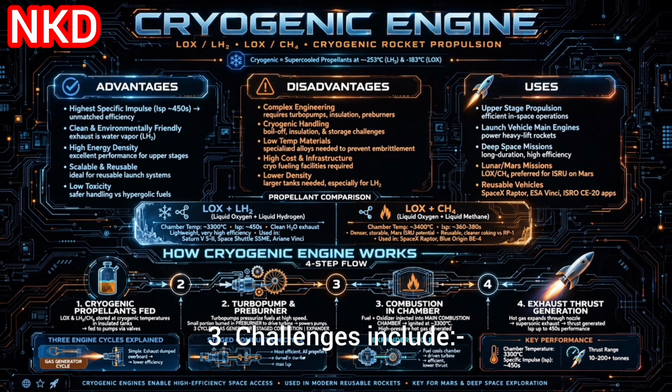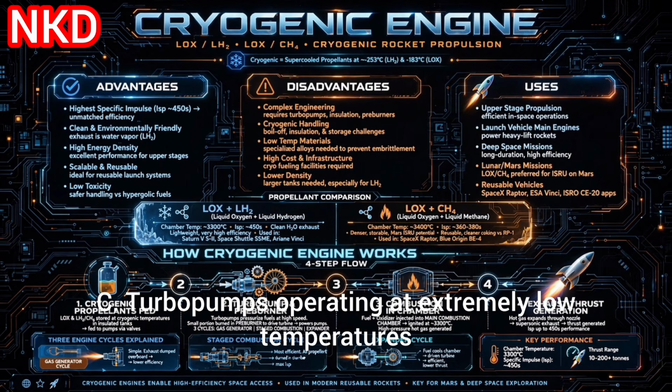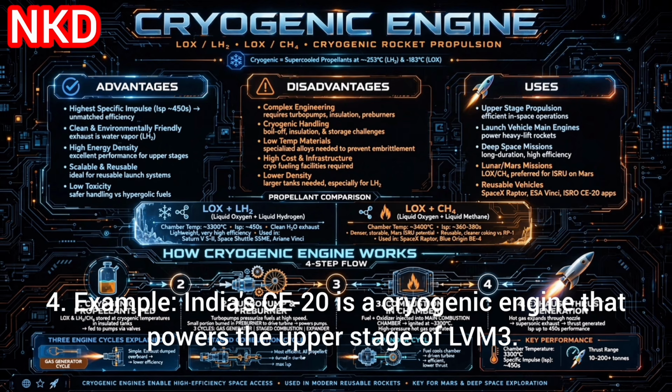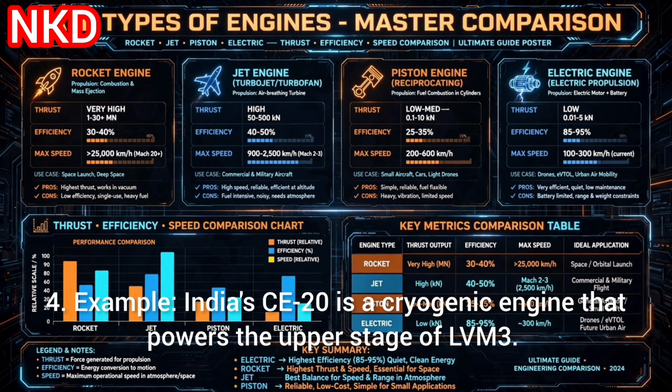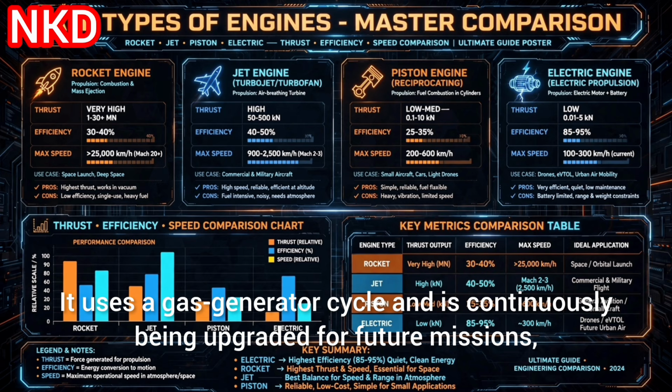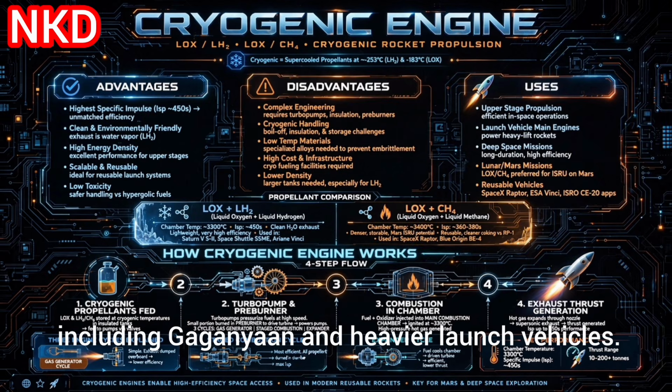3. Challenges include A. Complex insulation. B. Difficult storage. C. Turbopumps operating at extremely low temperatures. For example, India's CE-20 is a cryogenic engine that powers the upper stage of LVM-3. It uses a gas generator cycle and is continuously being upgraded for future missions, including Gaganyaan and heavier launch vehicles.